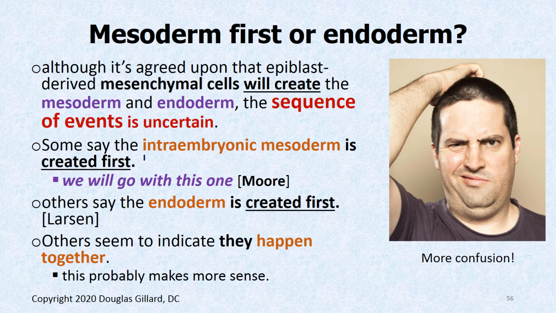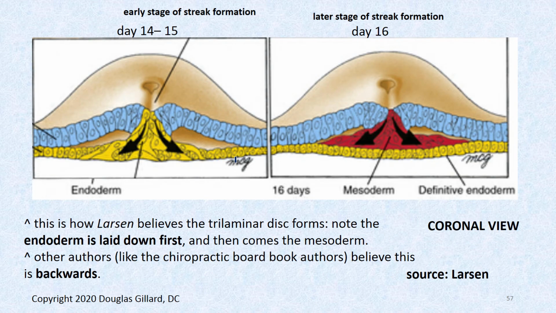All right. This is my thing about mesoderm or ectoderm. What really comes first? For chiropractic board books, Moore says that the mesoderm is created first. Larsen, which is a more European book, says the endoderm is created first. And Carlson says they probably happen together, which makes a lot more sense. But for chiropractors, we're going with intraembryonic mesoderm being what's created first. Okay, if you're a European medical student or chiropractor, I don't know what they use.